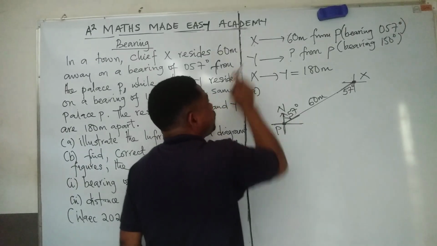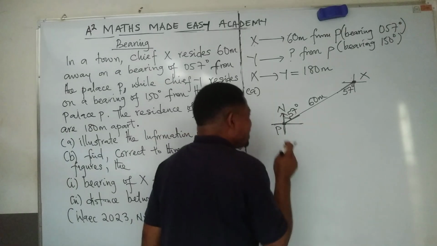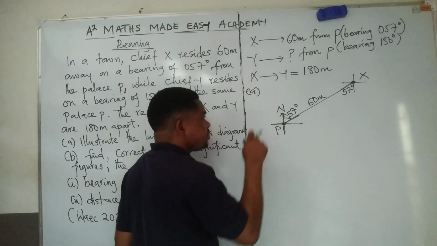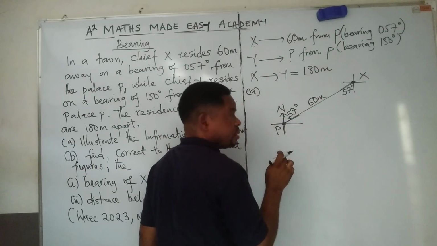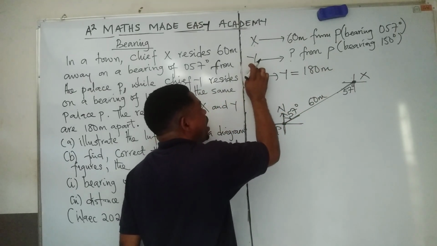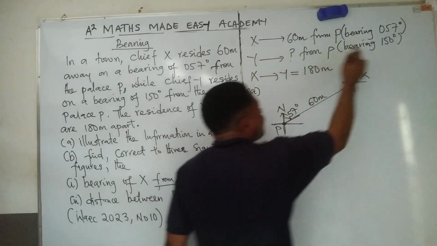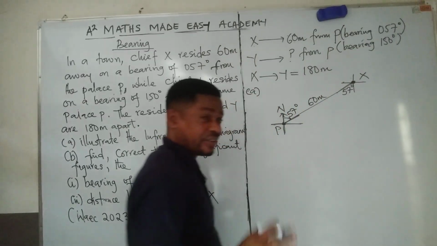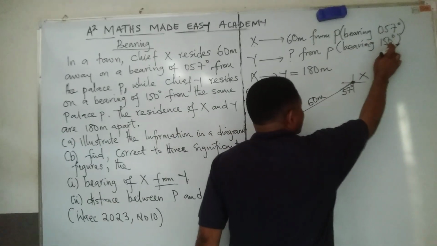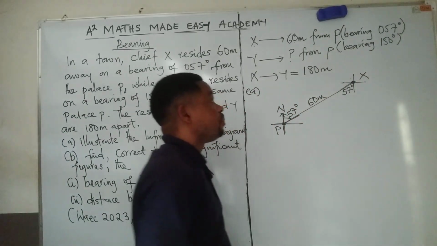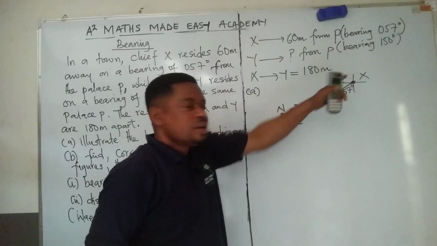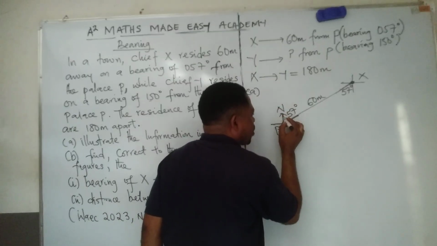Now, let's move to chief y. And remember that the question says on the same chief parallels P, what is the distance of the bearing of y? The bearing of y is 150 degrees. Now, how do you see this angle? It is bigger than 90 but less than 180. So, which means it's going to lie on the second quadrant.